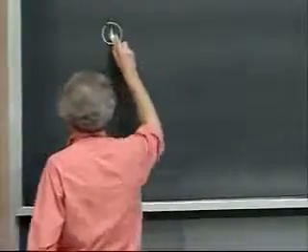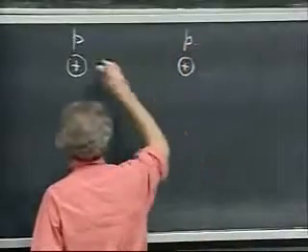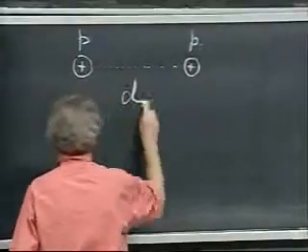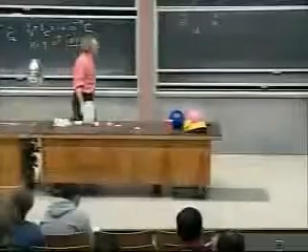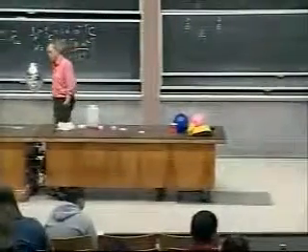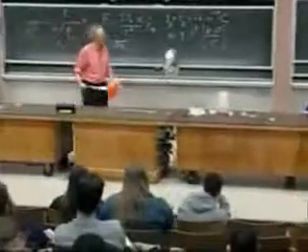Here is a proton, and here is a proton, and they are separated by a distance d. They repel each other. And the force by which they repel each other is, of course, extremely easy to calculate.